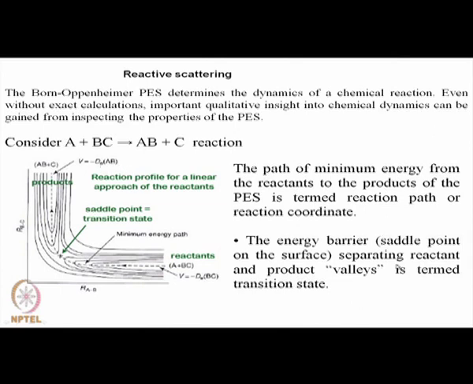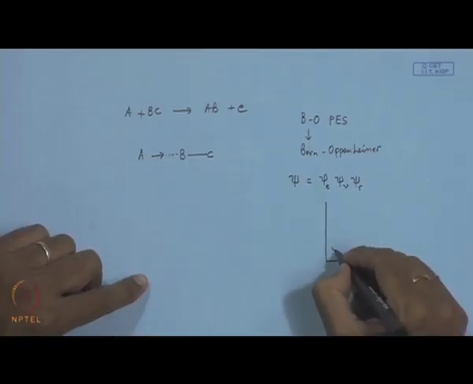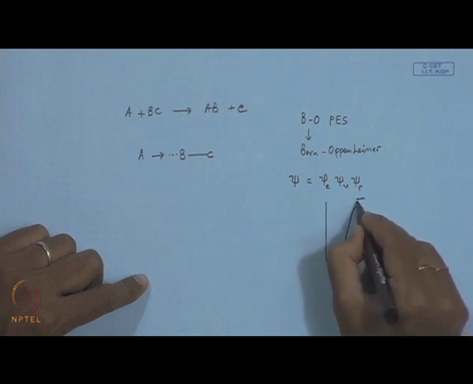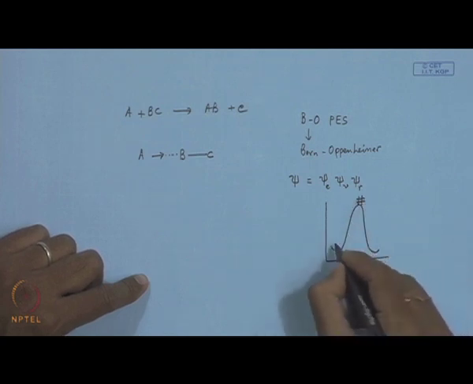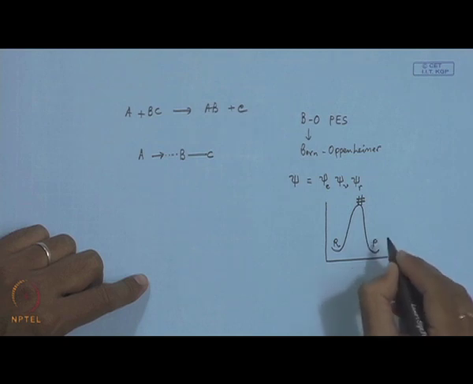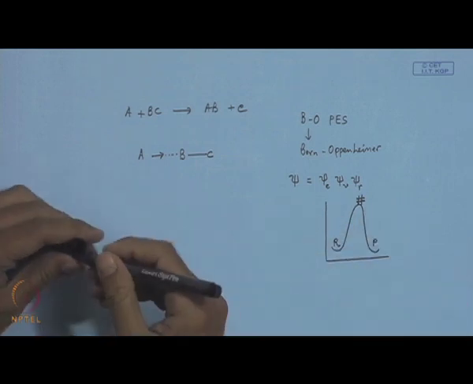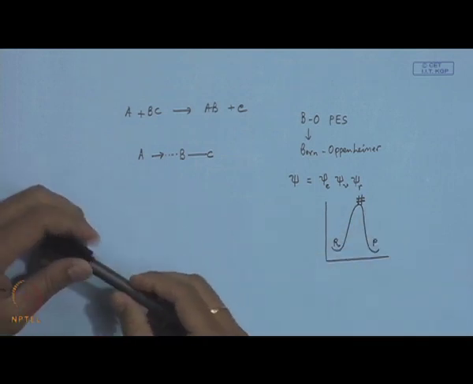Anyway, the energy barrier, that is the saddle point, separating the reactant and product valleys is termed the transition state. So when we draw it in the normal case, we draw it like this. This is your transition state, this is your reactant side, this is your product side. So this is separating these two valleys.